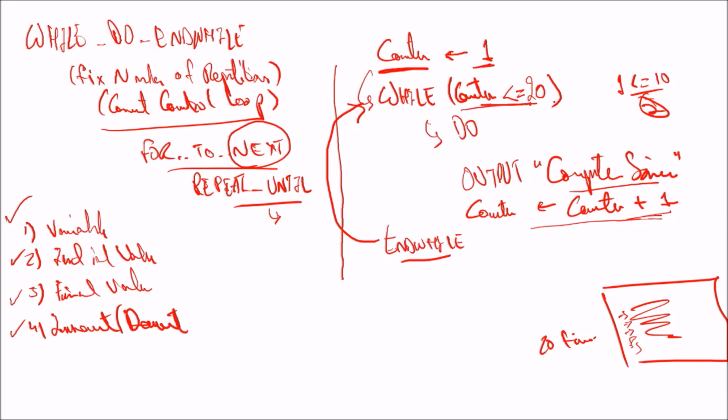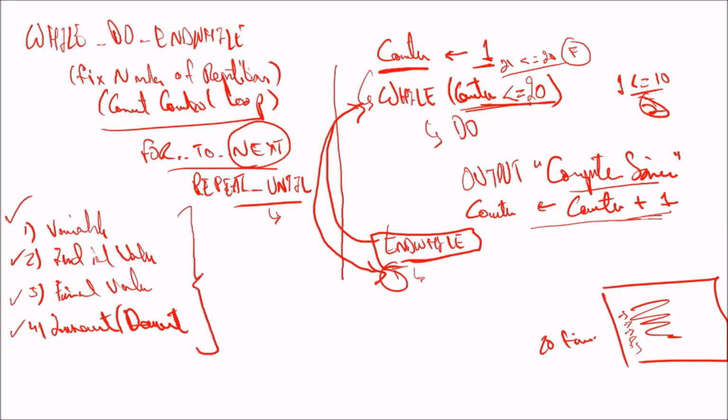So it will check the condition again. So 21, is it less than or equal to 20? No, it became false. So it is going to terminate the loop and go to end while, right? And after end while, it is going to go out of the loop. So with repeat until, and while do and while, we can go with a fixed number of repetitions too. For that, these four things are mandatory. So in the exam, you will see these examples too.